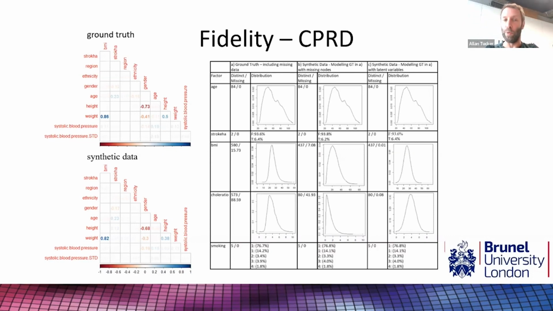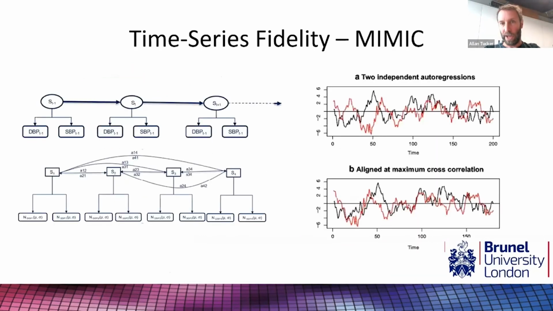Everything from looking at simple correlational structures between features, extending that to partial correlations, looking at univariate distributions, looking at multivariate and joint distributions. And what we found is that we can indeed learn very high fidelity models which produce synthetic data sets that seem to capture all of those key expected relationships. And what's more, by using those latent variables, we do seem to capture a tighter fit to CPRD ground truth data.